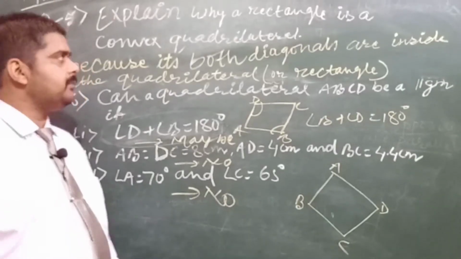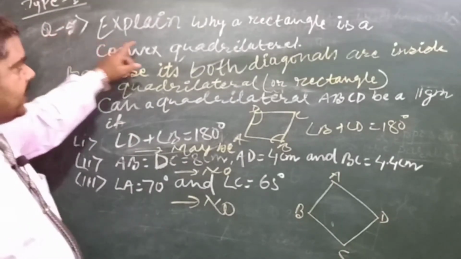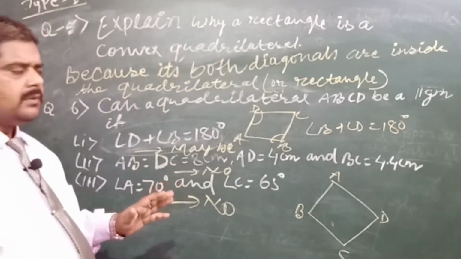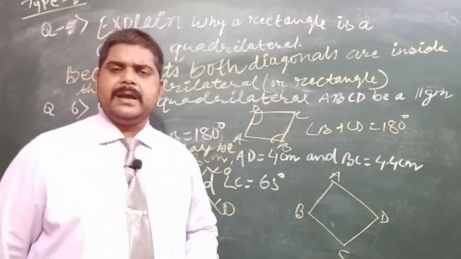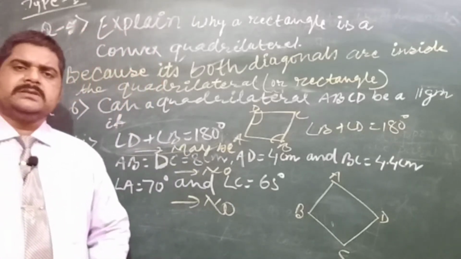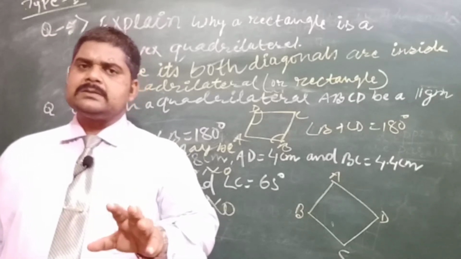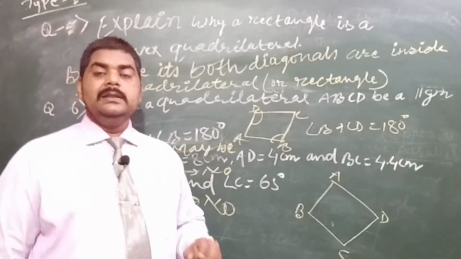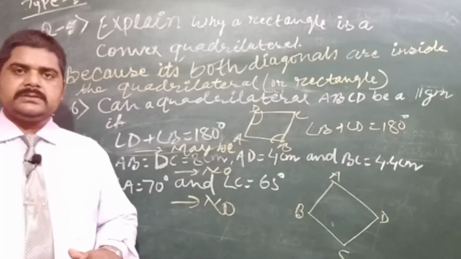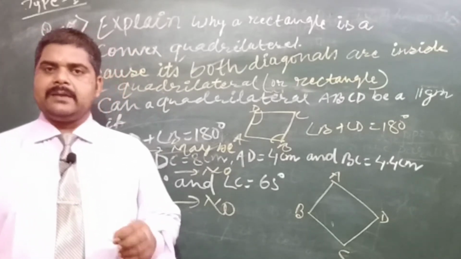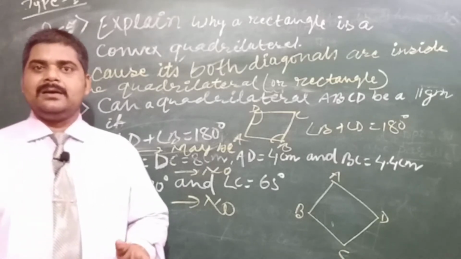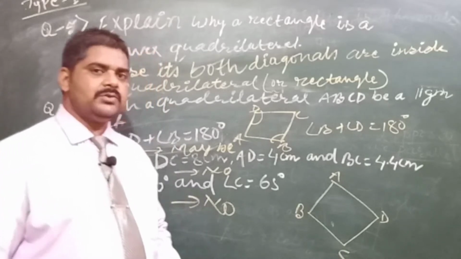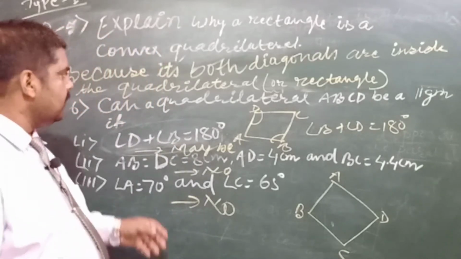Dear student, in the fifth question it has been asked to explain why a rectangle is a convex quadrilateral. My dear, by the definition of a convex quadrilateral, a quadrilateral is known as convex if all its diagonals are inside it. And in the case of a rectangle, both the diagonals, because a rectangle has two diagonals, are inside the rectangle, and this is why it is known as a convex quadrilateral.